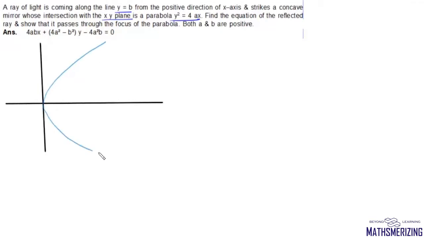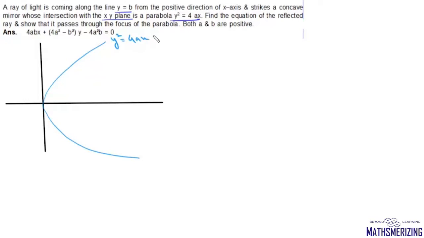Now here the question is: a ray of light is coming along the line y equals b from the positive direction of the x-axis and strikes a concave mirror whose intersection with the xy plane is a parabola y square equals 4ax. So basically we have a paraboloid, but we are talking about its intersection with the xy plane, which is simply a parabola. So we'll draw this parabola. The equation of this parabola is y square equals 4ax.